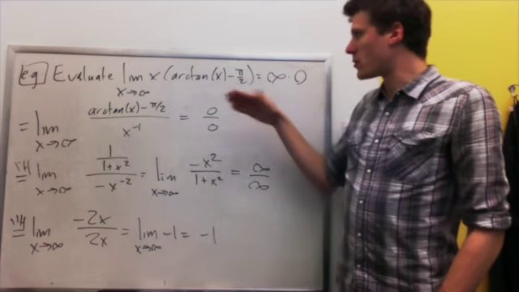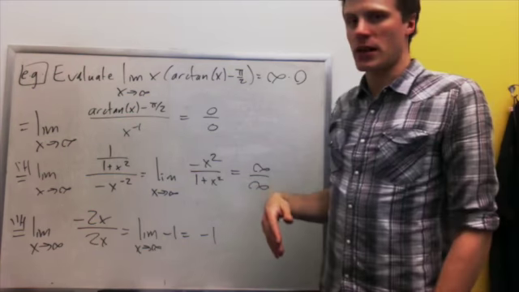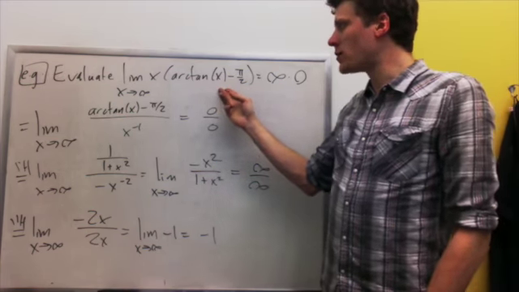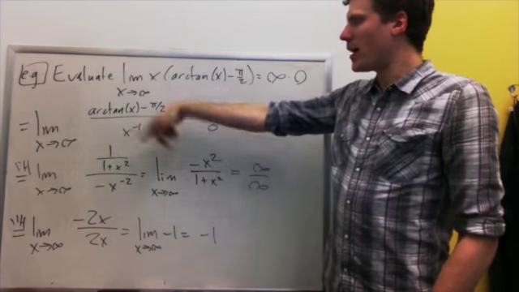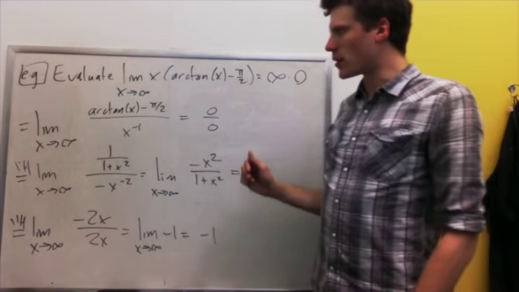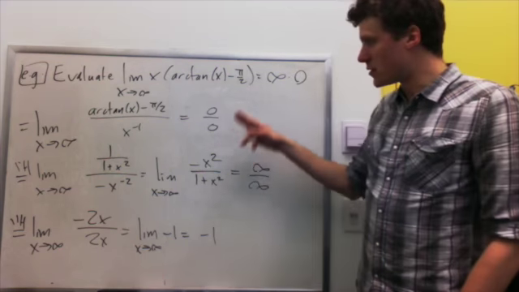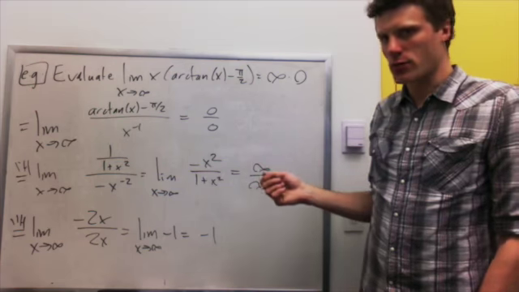So let's see what happens. Well, we need to take one of these guys and put its reciprocal into the denominator. I'm not going to put 1 over arctangent x minus pi over 2 into the denominator. That's going to be too crazy to take the derivative of. So I'm going to put x into the denominator instead. So the limit as x goes to infinity of arctangent of x minus pi over 2 over x to the minus 1. Now this is of the form 0 over 0. Great, so I can apply L'Hopital's rule.